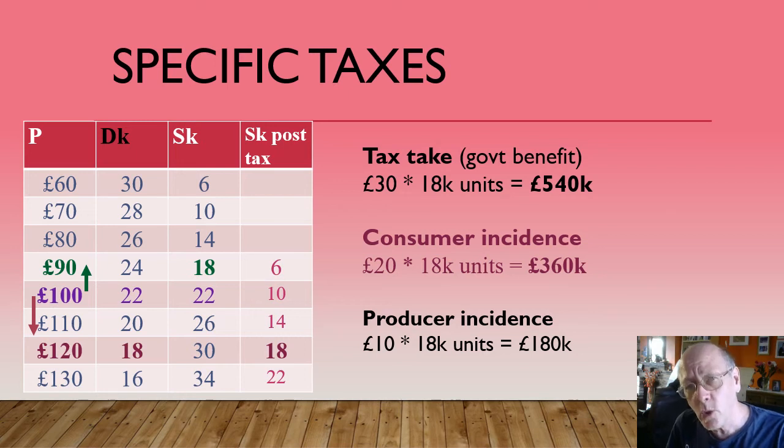Well, remember the consumer's price has increased by £20. So there are 18,000 units being sold. The consumer is effectively paying £20 of the tax to the government. So the consumer incidence is £360,000. For the producer, the amount that they're receiving has gone down by £10 on each of the 18,000 units. So the producer incidence is £180,000. So of the 540k, the consumer is paying 360k and the producer is paying 180k.